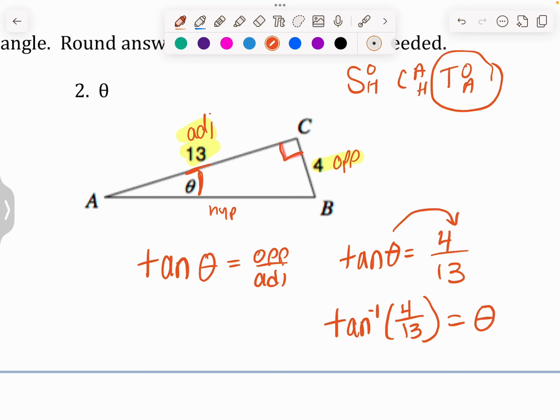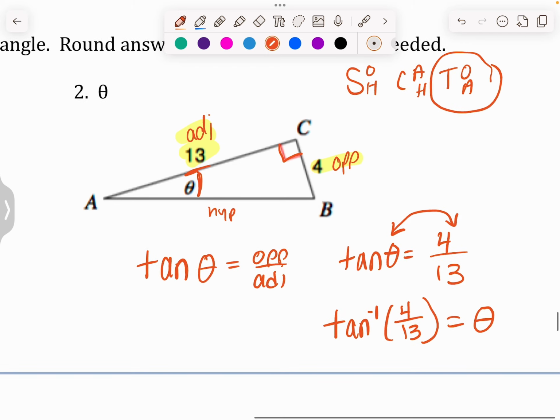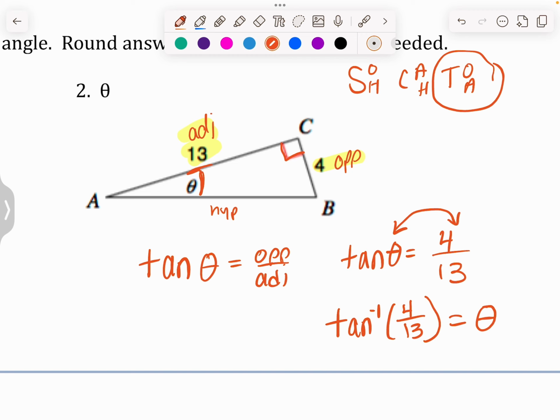So the inverse flip-flops the domain and range, or the input and output. So the inverse of the function takes in the fraction, gives you an angle, where the other one takes in an angle and gives you the ratio, the length of side lengths. So you can use the regular tangent to find a side length, or use the inverse to find the angle.